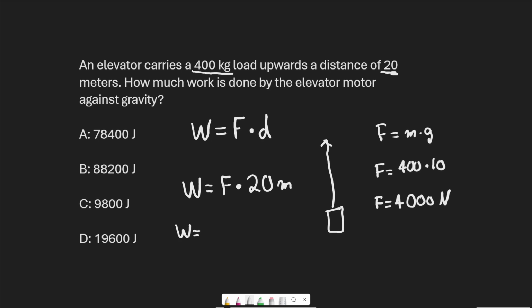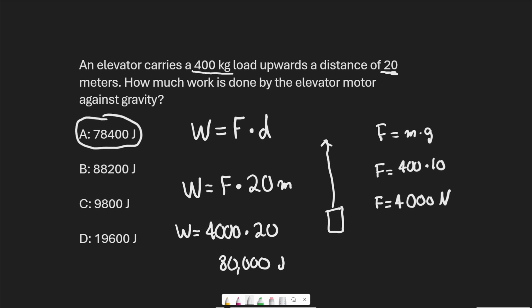Work is equal to 4,000 times 20. And the answer there is going to be 80,000, right? And that is in joules, right? Work, the units of work are always joules. And if we look at our answers, the closest one we have is A. That's really close, right? 78,400.